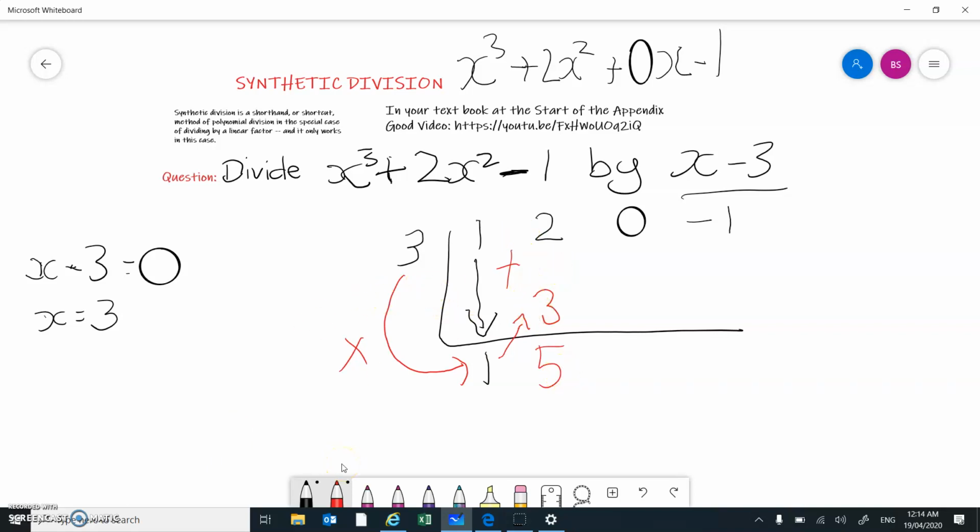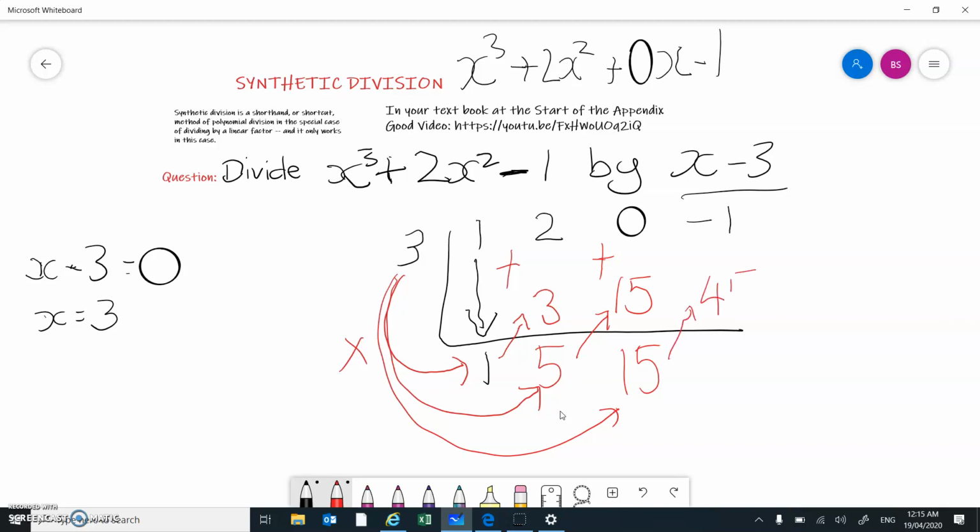Then we do the same thing we did before. We multiply. So 3 by 5 is 15. We write that up here. And then we add. 0 plus 15 is 15. Then we do the same thing again. We multiply. 3 by 15 is 45, and you write that here. You don't have to use the arrows I'm using; I'm just using them to emphasize what we're doing. And we add -1 plus 45, which is 44.